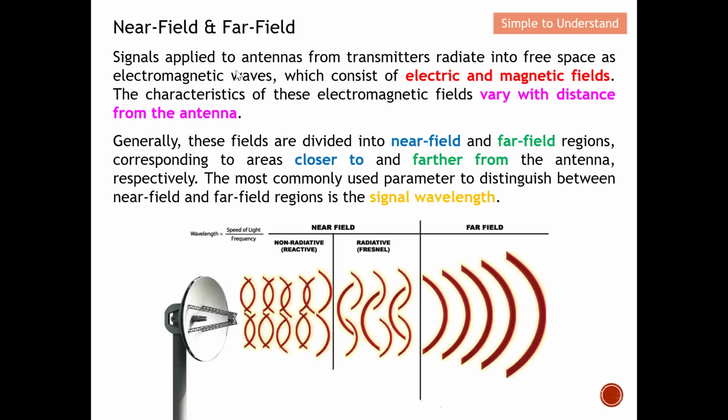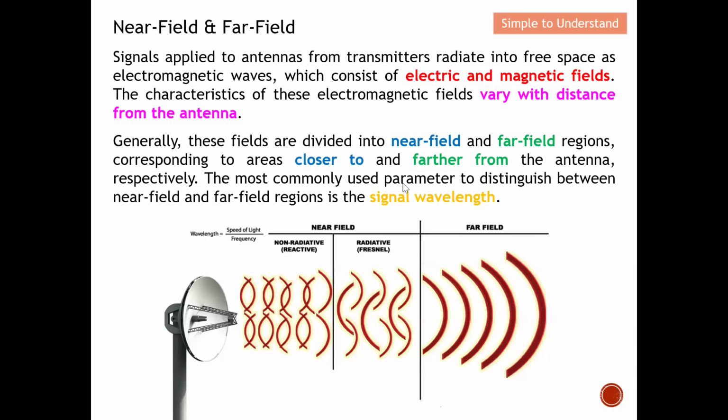When the signal from the transmitter is applied to the antenna, it radiates into free space as an electromagnetic wave, which consists of electric and also magnetic field. The characteristics of this field actually vary with distance from the antenna. In general, these fields are divided into near field and far field regions, corresponding to areas closer to or further away from the antenna respectively. The most commonly used parameter to distinguish between near field and far field is the signal wavelength.